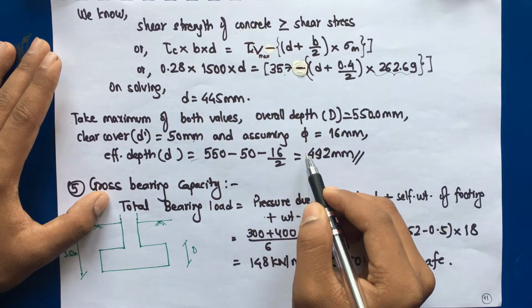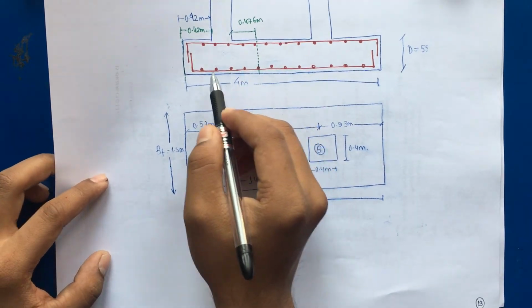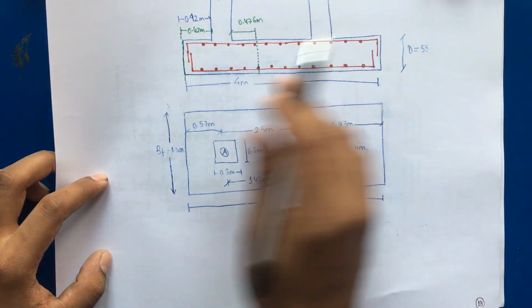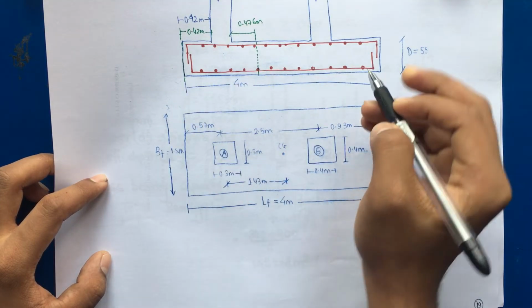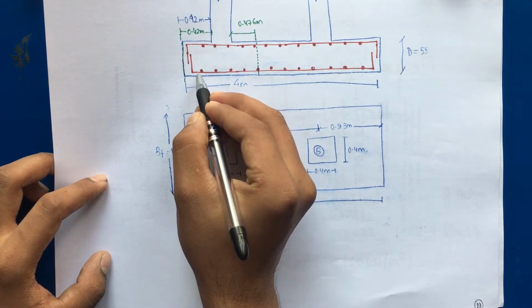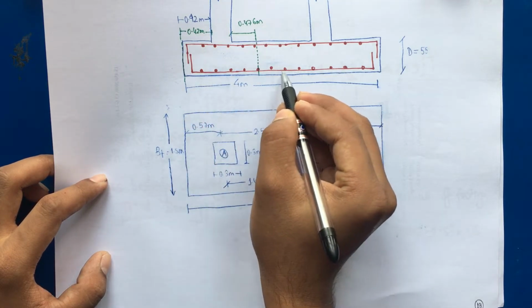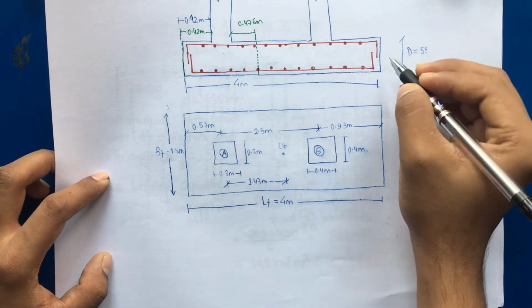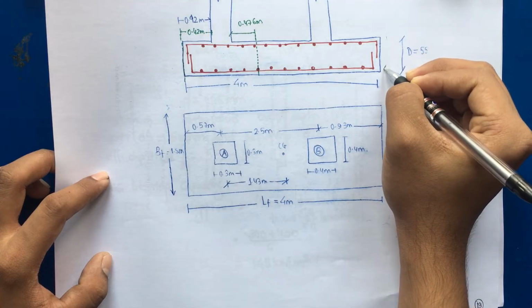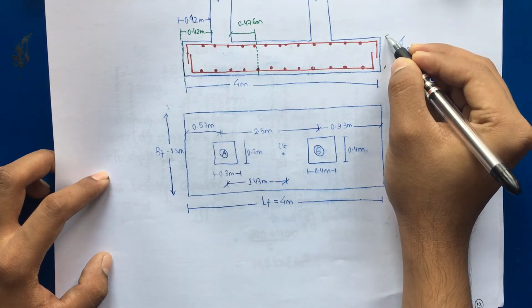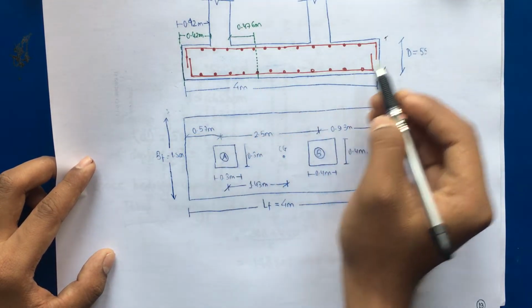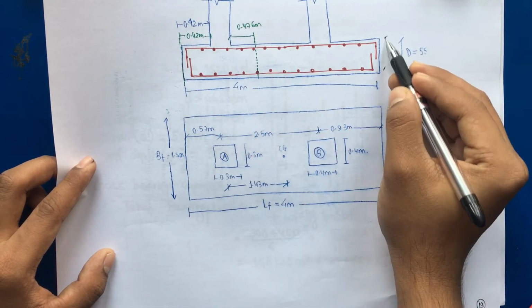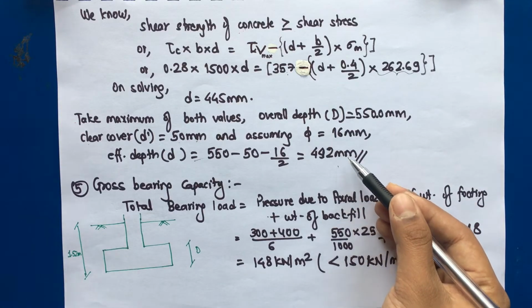Why? If we see this as the reinforcement placement of the footing and we are considering the longitudinal direction, the reinforcement provided for the longitudinal moment will be this. Clear cover is 50 mm and the effective depth is taken up to the center of the main reinforcement. So as we said, we are providing a 16 mm longitudinal bar, so 550 minus 50, that is the clear cover, minus 16 by 2. So this comes as 492 mm.